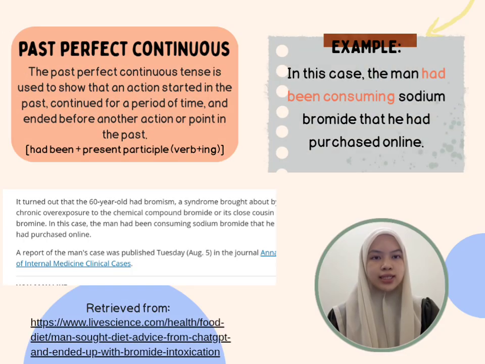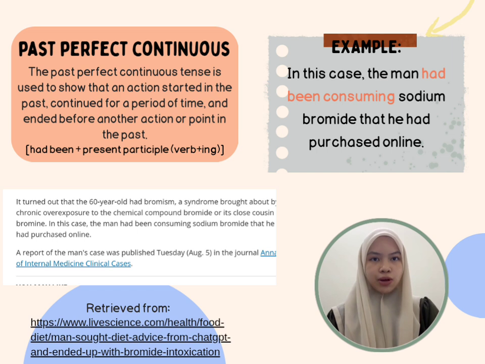Let's move on to the next tense, which is the past perfect continuous. The past perfect continuous is used to show that an action started in the past, continued for a period of time, and ended before another action or point in the past. The formula used to detect past perfect continuous is had been plus present participle, which is verb plus ing.